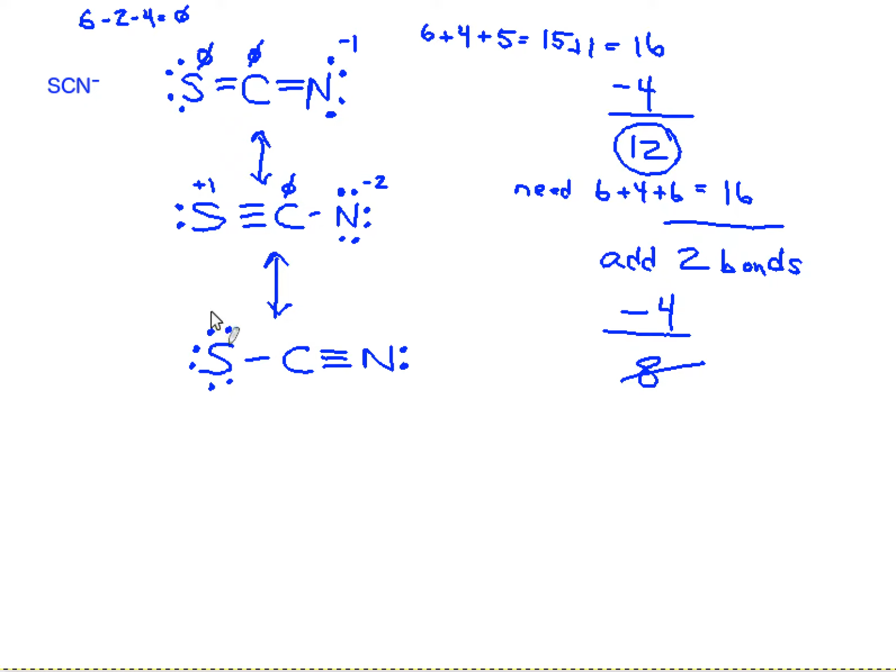This sulfur is what? 5. This one has negative. No. This would be -1. -1, 0, and therefore this nitrogen has got to be 0.